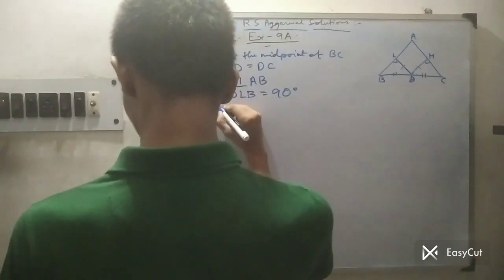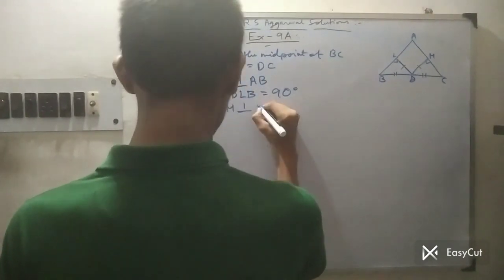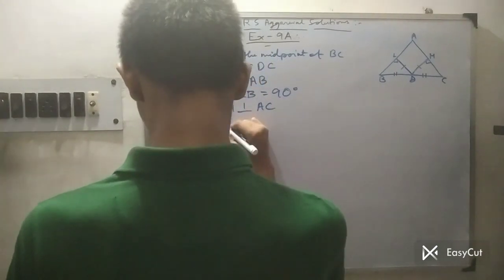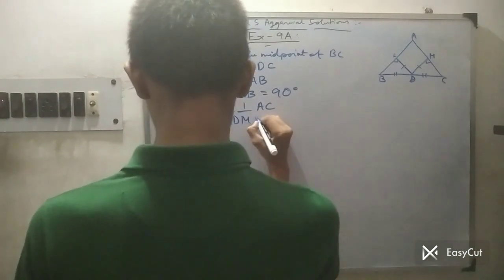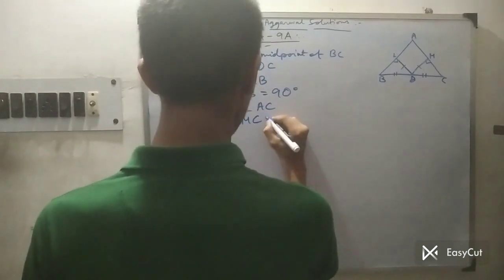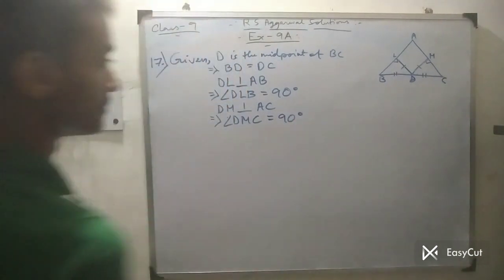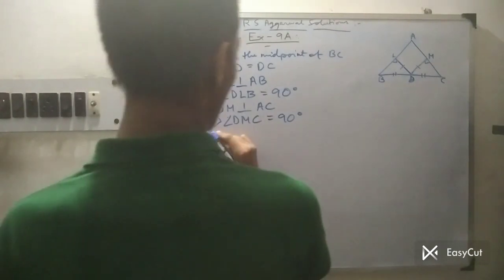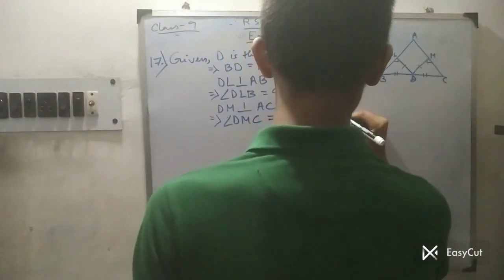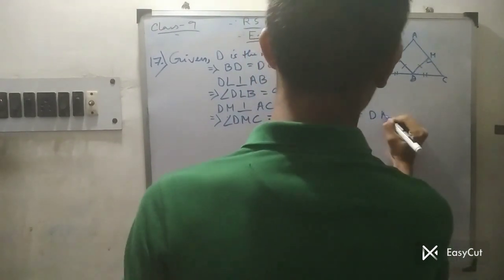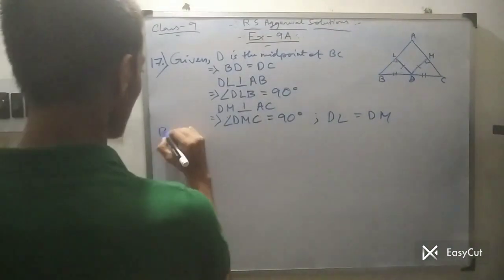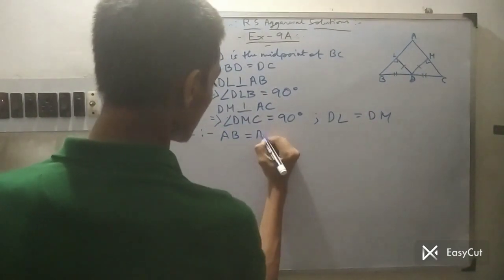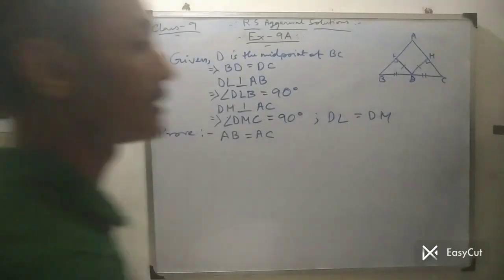The next thing which is given to us is that DM is perpendicular to AC. That means angle DMC is equal to 90 degrees. The next thing is DL is equal to DM. So here what we have to prove is AB is equal to AC. Okay, so now we will prove this.